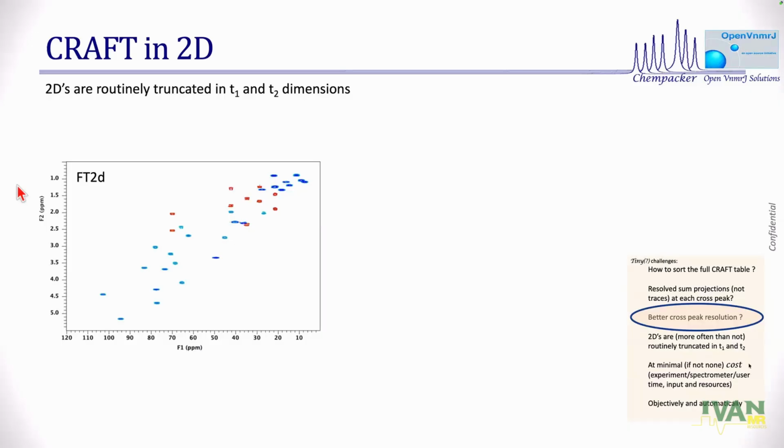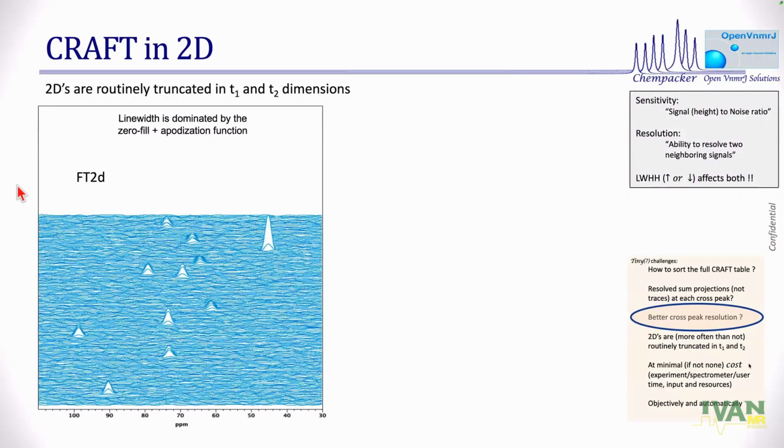That's an FT2D. That's your individual traces in that FT2D, some region expanded. That's your cross peaks in that FT2D. Line width is dominated by zero fill and apodization, not by decay rate constant. So when you change the line width, increase or decrease, it affects both sensitivity, which is the signal height to noise ratio, and resolution, the ability to resolve two neighboring signals. Line width is a very critical parameter that we want to be careful about.